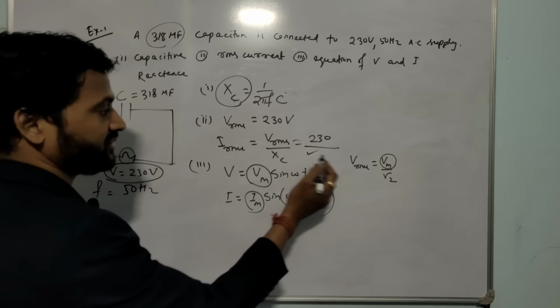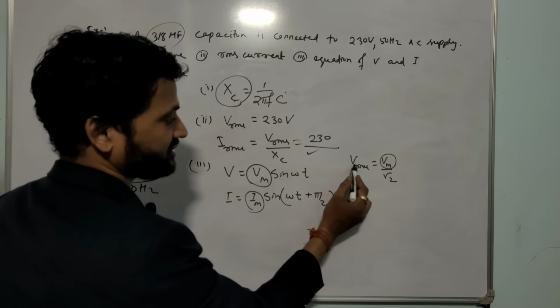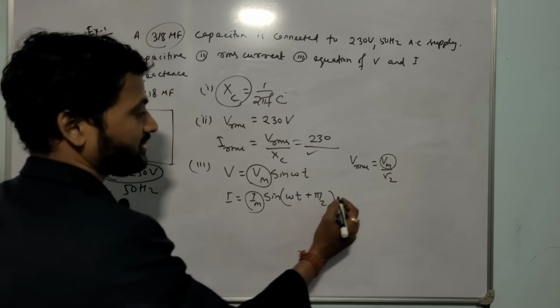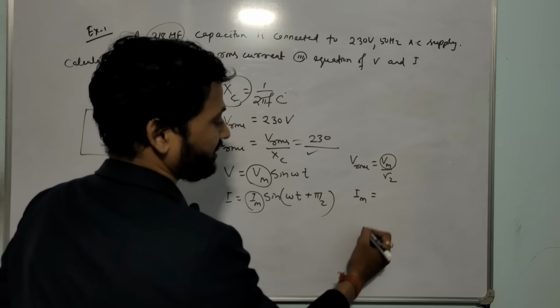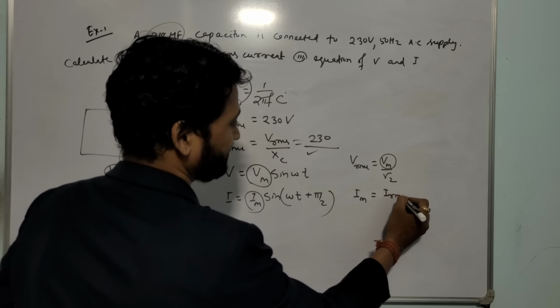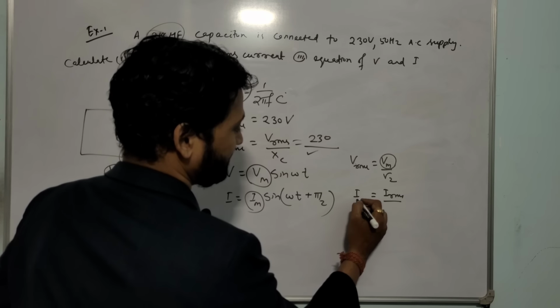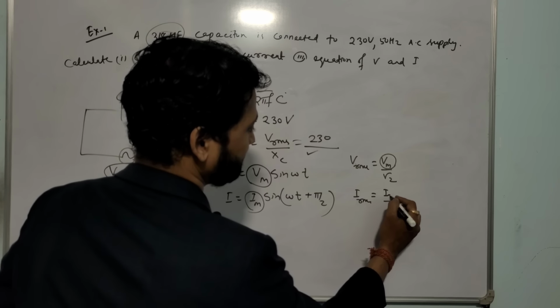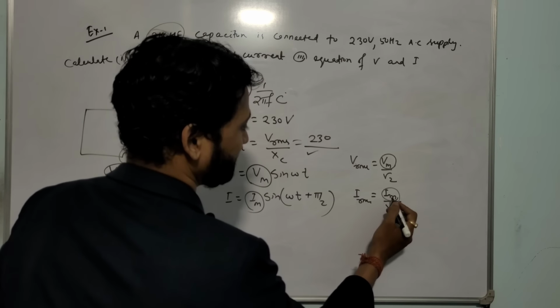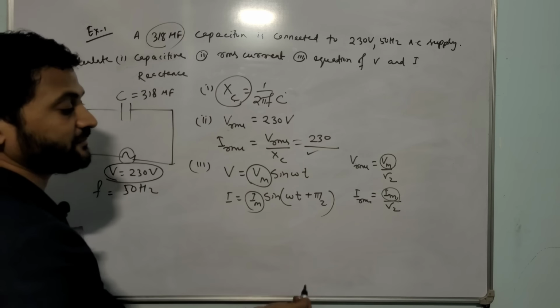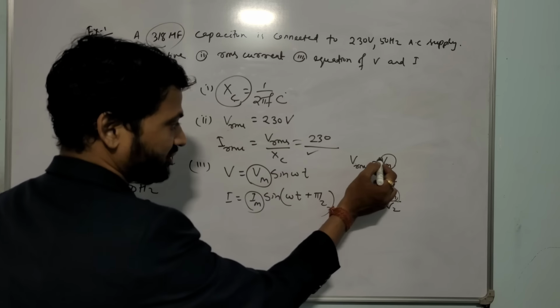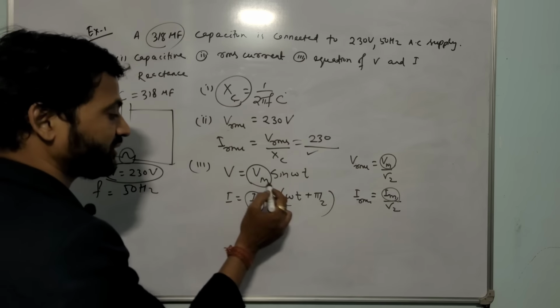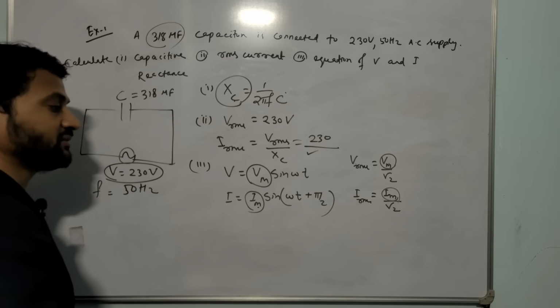So इससे क्या मिल जाएगा, Vm मिल जाएगा, because VRMS पता है, क्रॉस मल्टीप्लाई करो आंसर मिल जाएगा. Then Im क्या है, IRMS क्या है, I मैक्सिमम अपॉन रूट 2. तो इससे तुम्हें Im मिल जाएगा क्योंकि IRMS पता है, ठीक है. देन Vm और Im का वैल्यू यहाँ पे डाल दो, देन आंसर मिल जाएगा.